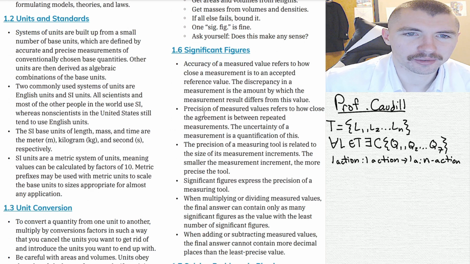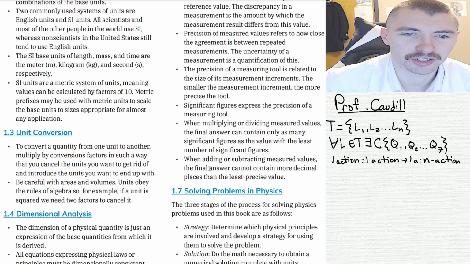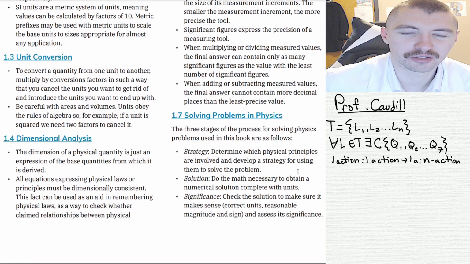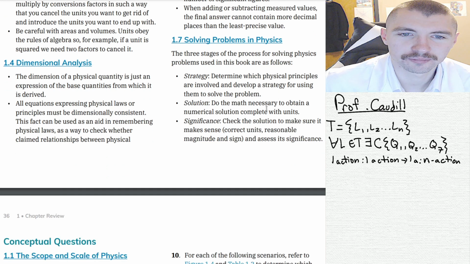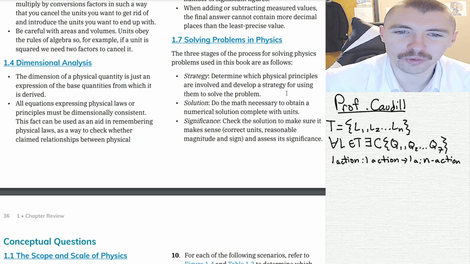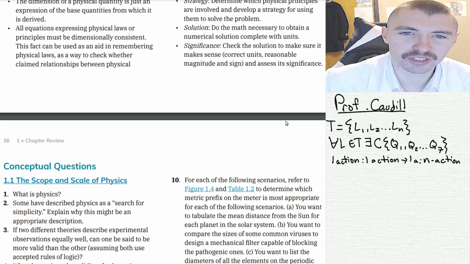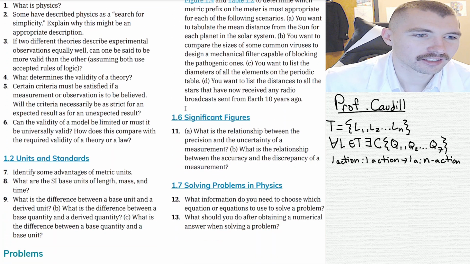Significant figures. Not sure what else to say here. You can't have more decimal places than what the grade of the tool is. And overall, use strategy, solution, significance. What physical principles are involved in our automating task, and figure out how to convert the interactions of the physical principles you want to automate into math. Check the solution, make sure it makes sense.